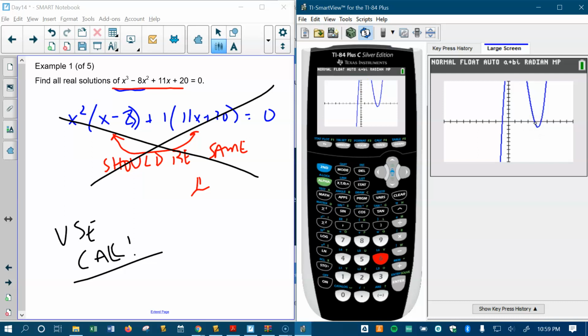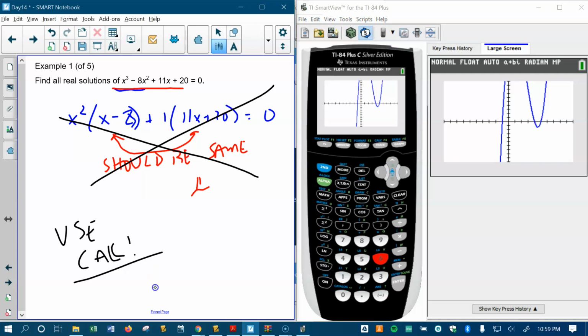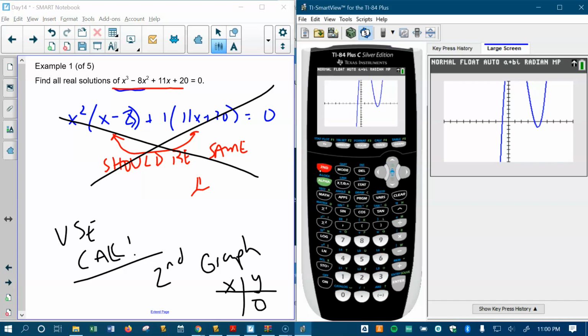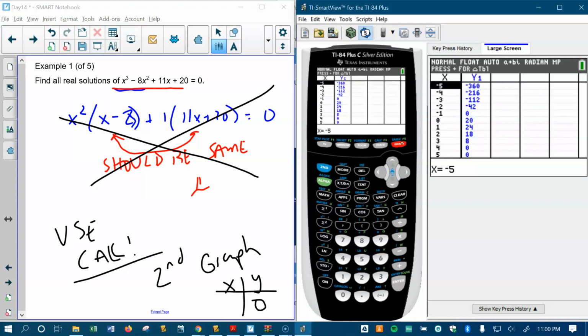What I'm going to do is go to my table. So do second graph. And what I'm looking for in the table is any x and y's where the y value is 0. Anywhere where there's a y value of 0 and that gives me an x value, that's a solution. That is an x-intercept. So let's do second graph and see what I have.